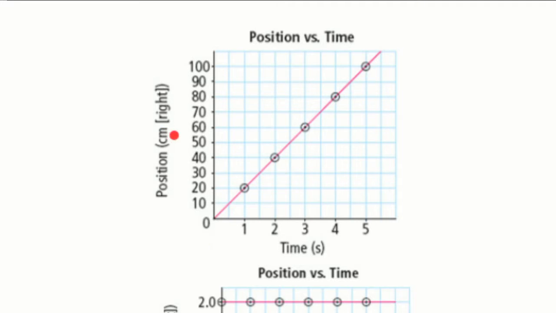What does it really mean though? We have position in centimeters to the right. So at 0 seconds, I'm at 0 centimeters to the right. After 1 second, I'm at 20 centimeters to the right. And then 2 seconds, I go up and across, I'm at 40 centimeters to the right. 3 seconds, I'm at 60. 4 seconds, I'm at 80. 5 seconds, I'm at 100.